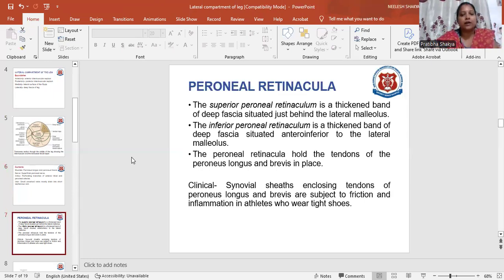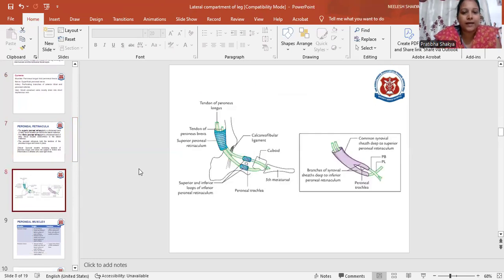Now coming to the retinaculum. Here the retinaculum is known as the peroneal retinaculum. Retinaculum, as you already know, is the modification of deep fascia. Here two peroneal retinaculums are present, superior peroneal retinaculum and inferior peroneal retinaculum. We can understand this retinaculum by this diagram.